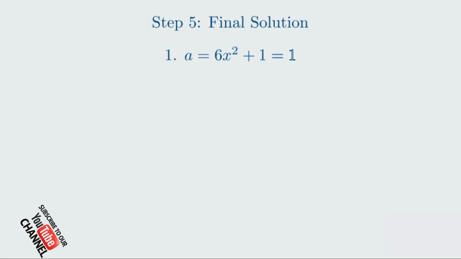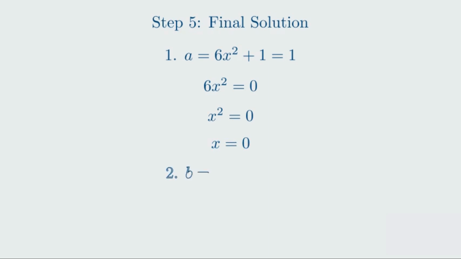First, a equals 6x squared plus 1, so 6x squared plus 1 equals 1. Solving for x squared, we get 6x squared equals 0, which means x squared equals 0. If x squared is 0, the only possible real value for x is 0. So, from a equals 1, we find that x must be 0. Let's check the other equations to make sure they also give x equals 0.